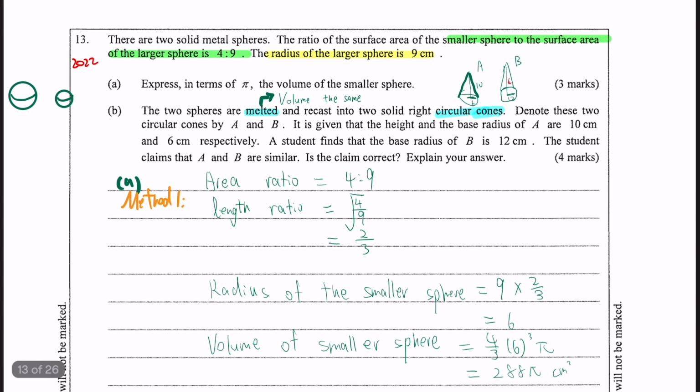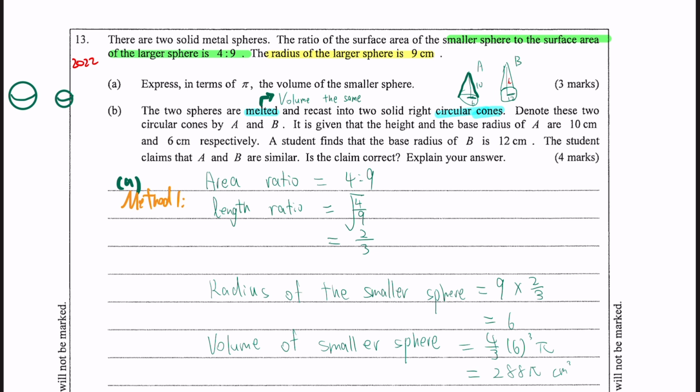Okay, part B. The two spheres are melted and recast, so the volume is the same, always remember that. And then it's turned into two circular cones. We have one cone here, another cone here. For cone A, we have the height and base radius 10 and 6, so label it on the graph. And for this one, we don't have the height, we only know the base radius is 12.